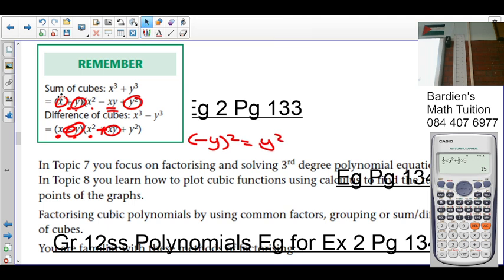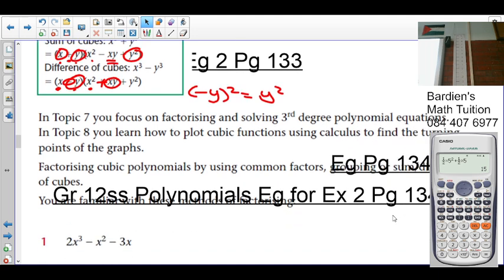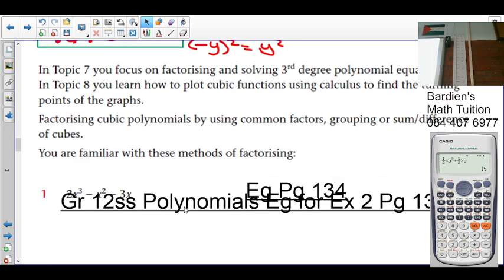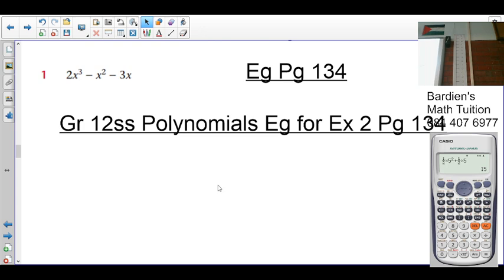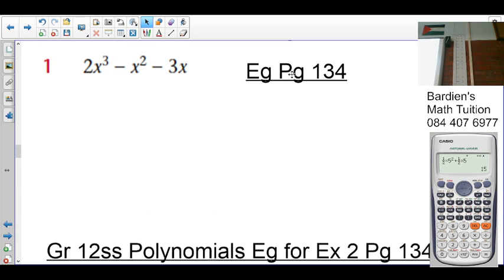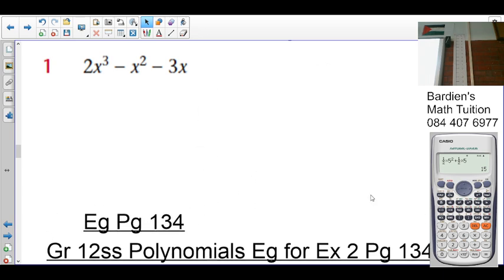Okay. And we see in the next chapter, which is your factorization, which is calculus, you need to be able to factorize the third degree polynomial. Okay. So you are familiar with these methods of factorization already. So for exercise 2, it's just refreshing your memory from grade 9 factorization. Grade 9 and 10 factorization.